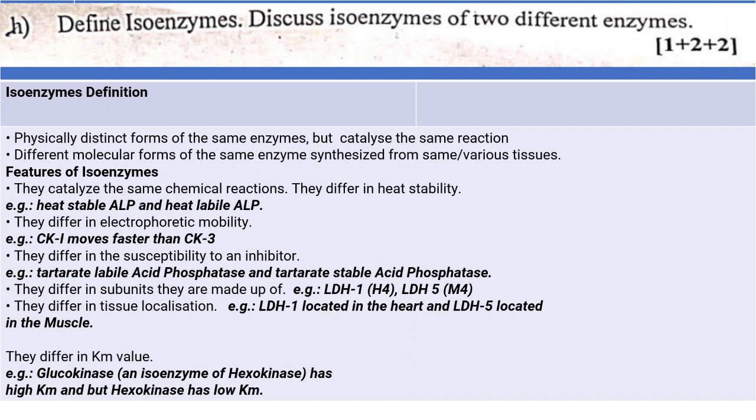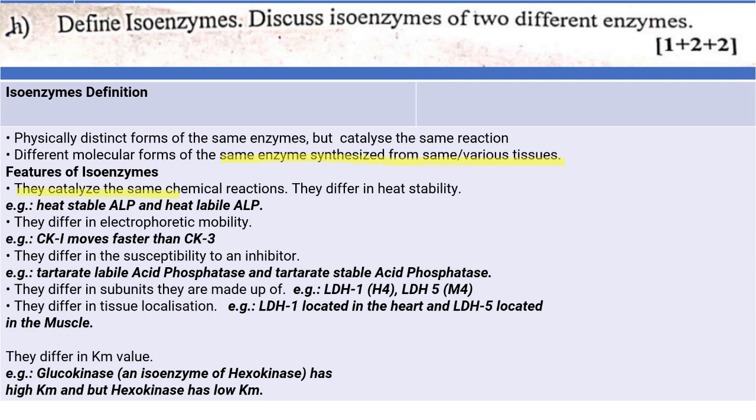Define isoenzymes and discuss isoenzymes of three different types. So here you can see that there are physically distinct forms of an enzyme, the same enzyme that catalyzes the same reaction. They have different molecular forms, the same enzyme synthesized from the same or various tissues. What are the features of isoenzymes?